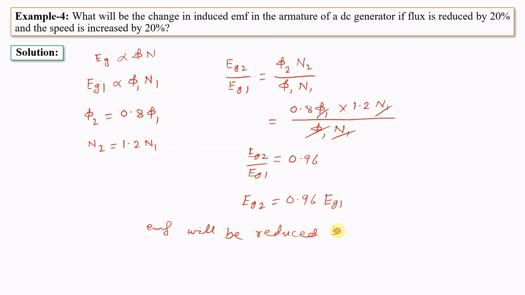by 4%. That means the final EMF will be 96% of the initial EMF. So the EMF will be reduced by 4%. So this is the answer.